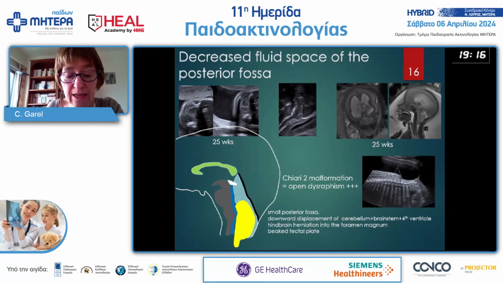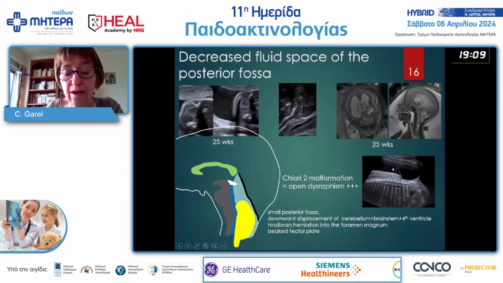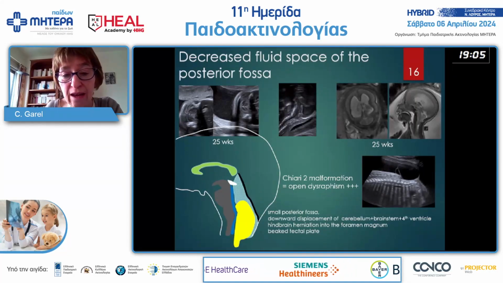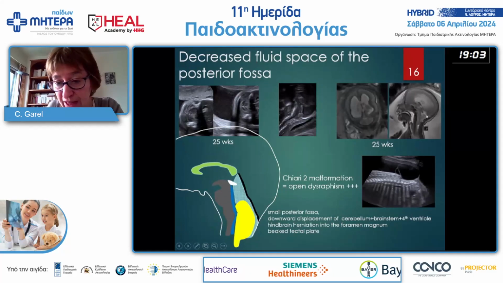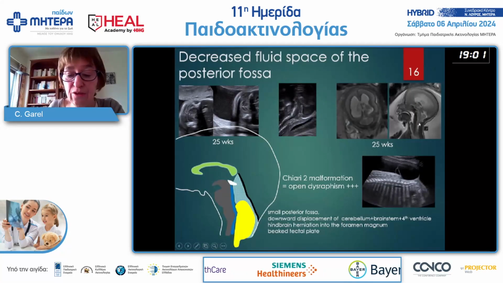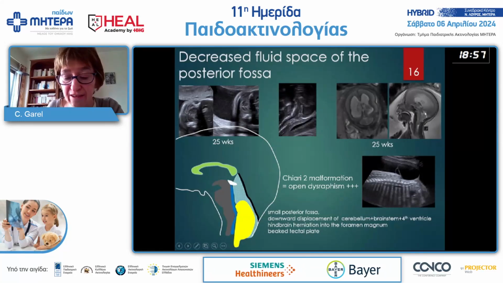It is characterized by a small posterior fossa, and downward displacement of the cerebellum, the brainstem, and the fourth ventricle, with a hindbrain herniation that you can see here into the foramen magnum and a beaked tectal plate.